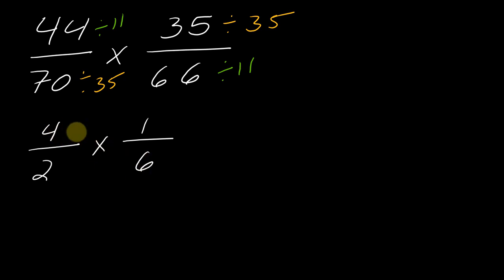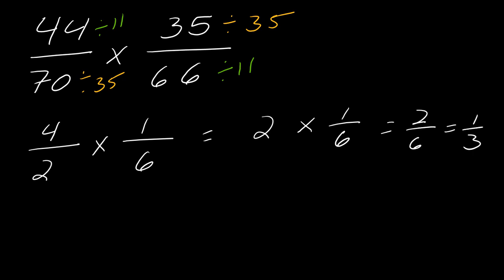4 and 6, these could be simplified, or I could take 4 divided by 2. Either route is totally fine. So to me, what would be easier is if I take 4 divided by 2. What is 4 divided by 2? Well, it's just 2. So I could rewrite this as just 2 times 1/6. And so if I multiply those together, I get 2/6, and that will simplify to 1/3.